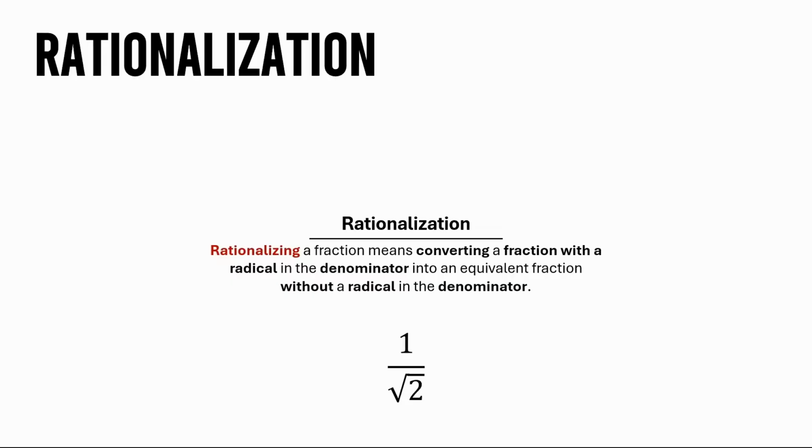So here we have 1 in the numerator and the square root of 2 in the denominator. So we multiply by the square root of 2 both in the numerator and in the denominator.